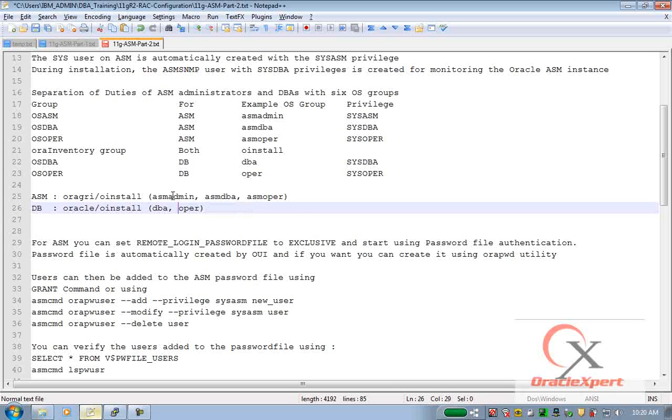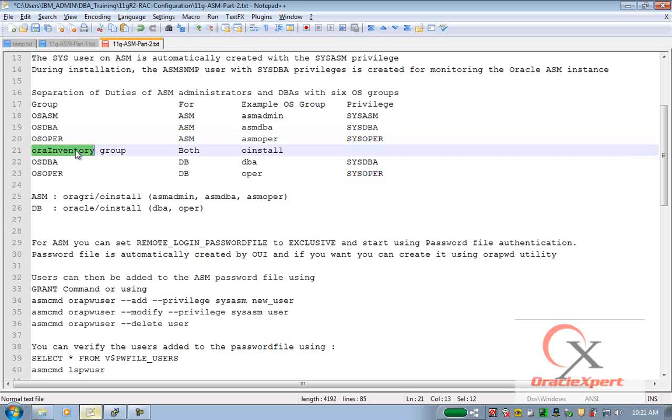So anybody who is a member of this group, that is OSASM, in my case the literal value for that OSASM is ASMADMIN, can log in as SYSASM. Anybody who is a member of OSDBA, in my case the example is the ASMDBA OS group, could log in as SYSDBA. If you create an OS group and the literal value, let's say in my implementation, is ASMOPER, then the person could log in as SYSOPER.